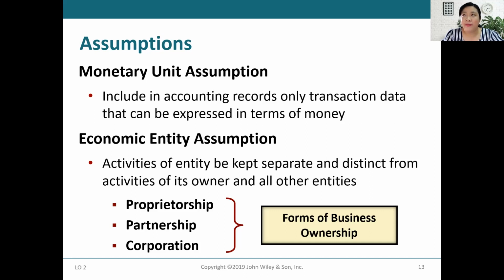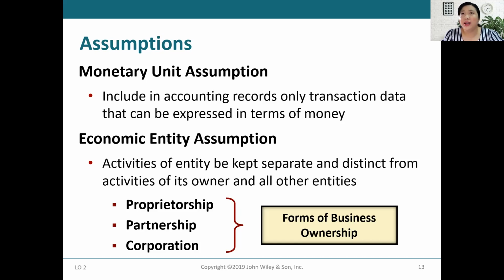So it means that, for example, in a business there are a lot of transactions, a lot of economic events. You need to select those economic events that can be expressed in terms of money and record them. For example, a customer goes to the store and looks around the store. So this is an event, right? But it's not an economic event that we need to record because it cannot be expressed in terms of money.